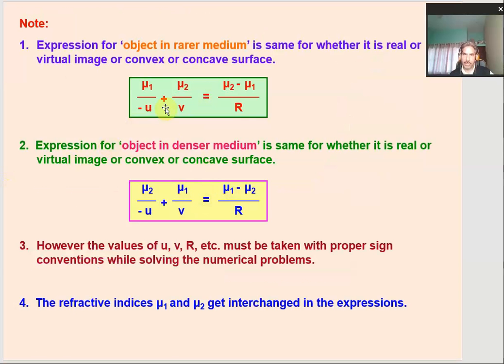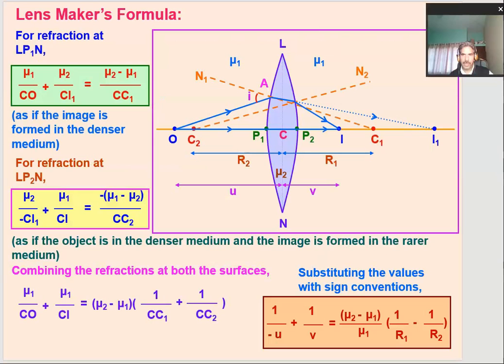Now we can make use of these two formulas to derive a very important result called the lens maker's formula. It is the formula which a manufacturer of lenses makes use of in order to fabricate or manufacture a lens of particular focal length from the given value of its refractive index. So let us start to derive the lens maker's formula.